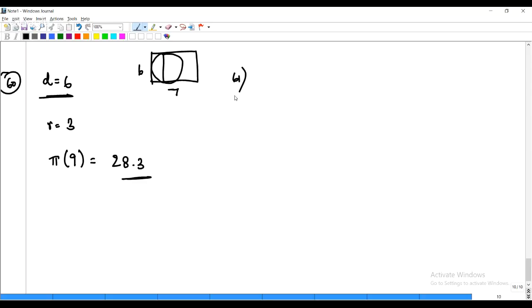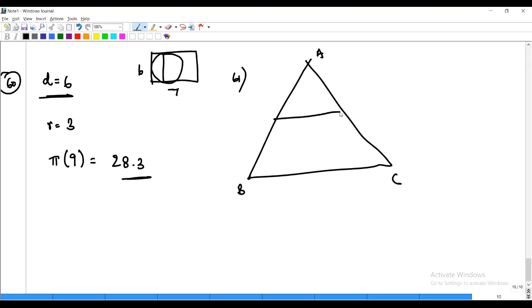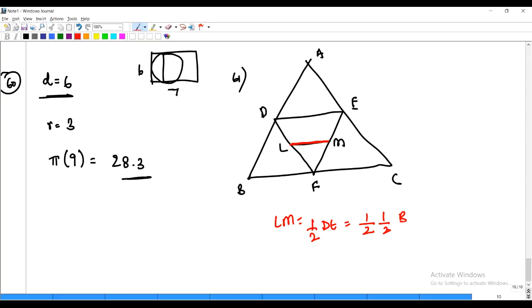In triangle ABC, D, E, F are the midpoints of the triangle. This is ABC, and their midpoints are D, E, F. So the midpoints of DF and EF are simply L and M. I would say, according to the midpoint theorem, LM is equal to half of DE, and DE is equal to half of BC, which is equal to LM by BC, or LM is to BC, 1 is to 4.